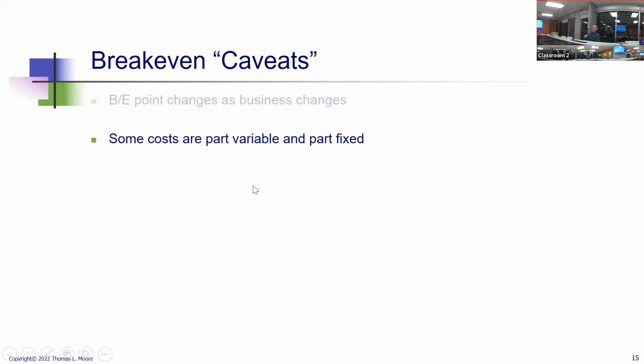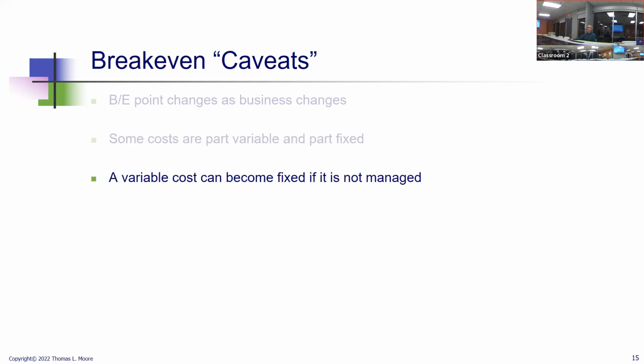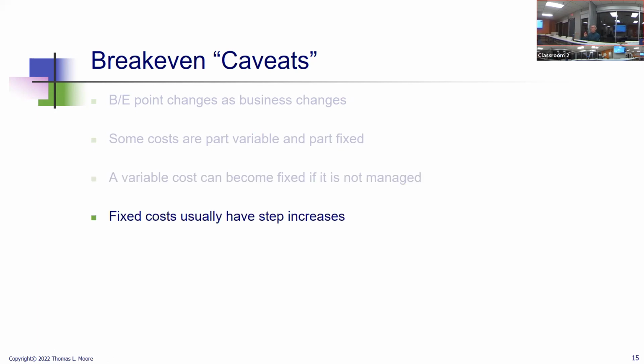Some costs are variable, some costs are fixed. So it tends to be important how you classify them, as you saw. Variable costs can become fixed if they're not managed properly. And fixed costs usually have step increases. So what does that mean?